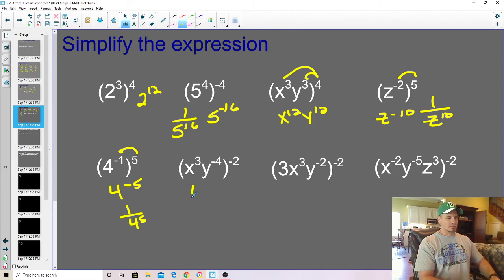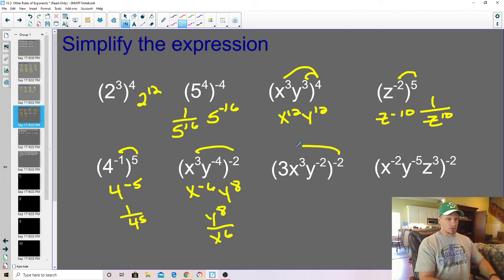Okay, multiply. We get x negative 6, y positive 8. The two negatives give me a positive when I multiply. The negative 6 goes on the bottom. The positive 8 stays on top, so it's y8 on top, x6 on the bottom.